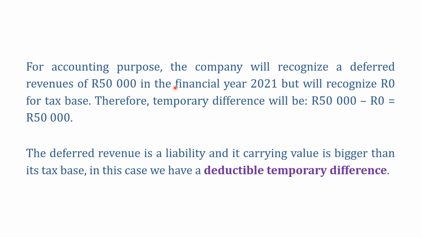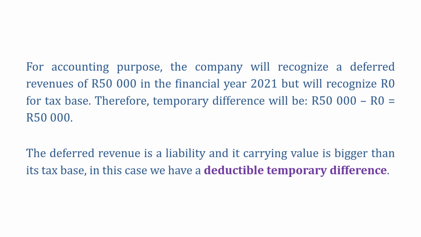However, they're going to recognize a tax base of 0, because if you check your 50,000 minus your 50,000, it's going to give you 0. And deferred revenue in this case is a liability, and remember, the carrying value of a liability is bigger than its tax base. You see, if you check the tax base, it was 0, but the carrying value of the liability was bigger, and this generally results in a deductible temporary difference.